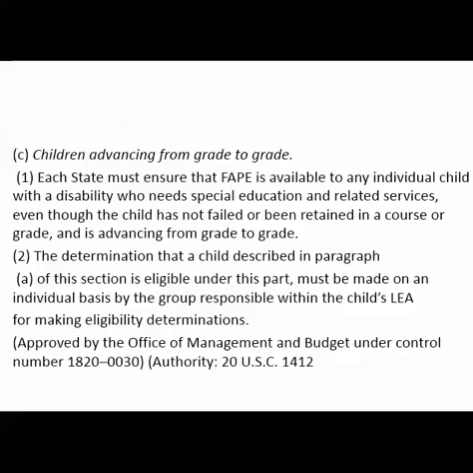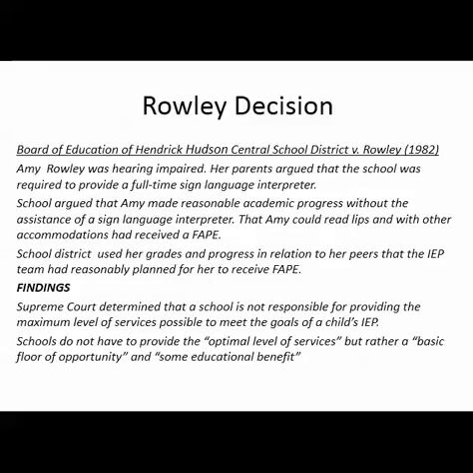The determination that a child described in paragraph A of this section is eligible under this part must be made on an individual basis by the group responsible within the child's LEA or local education association for making eligibility determinations. So that's what is involved.